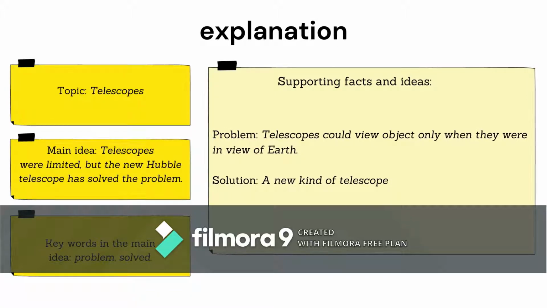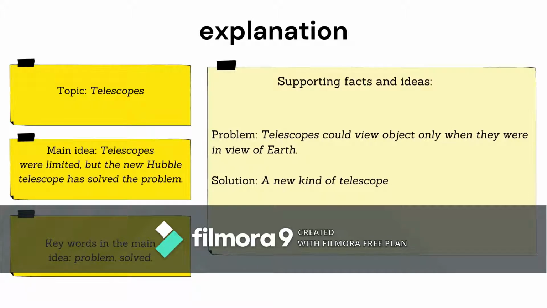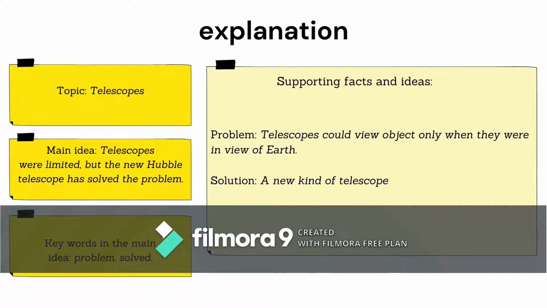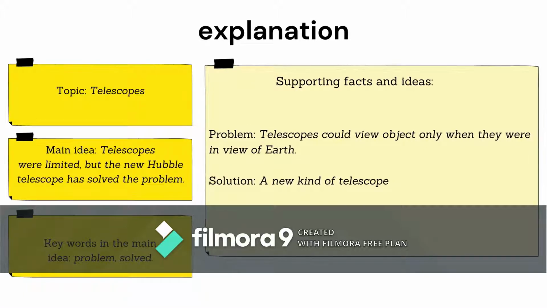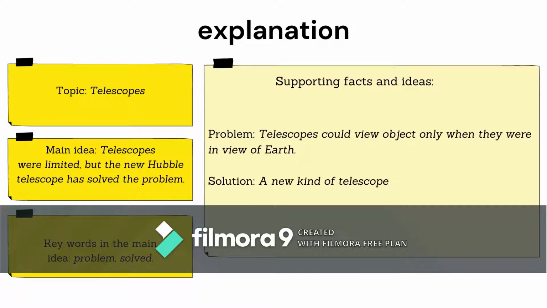The supporting facts and ideas of the paragraph consist of problem and solution. The problem of the paragraph is that telescopes could view objects only when they were in view of Earth, and the solution is a new kind of telescope.